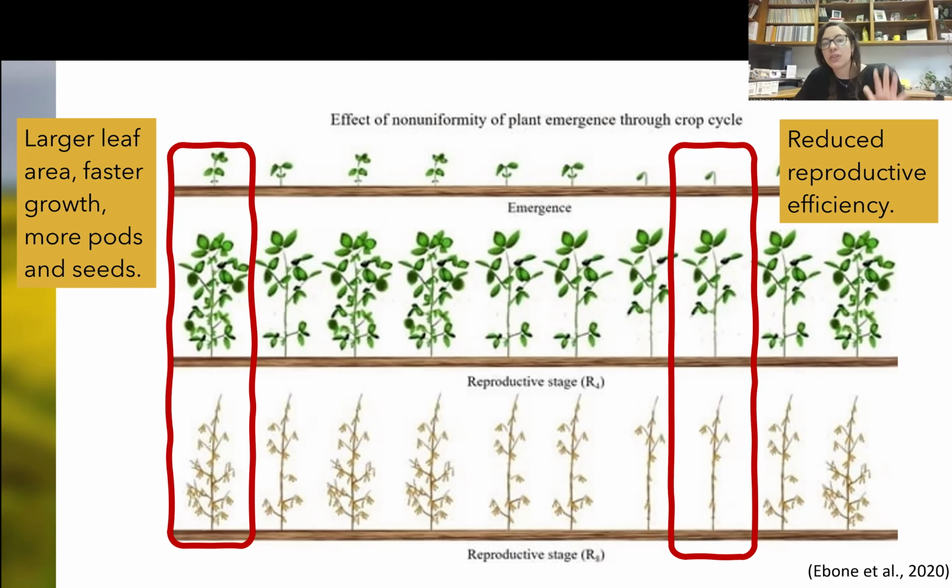So I'm saying this because you might see problems in the emergence. In the middle of the season, you say, oh, this looks fine. These soybeans are amazing. They're magic. There's no kind of problem. But then when you go and harvest, you might see that you did not get the yields that you were expecting. And this is the reason why.